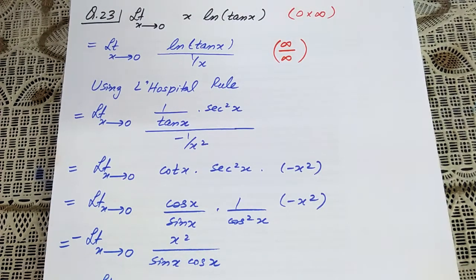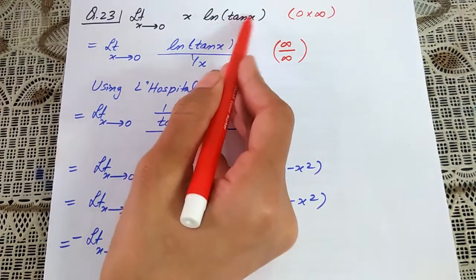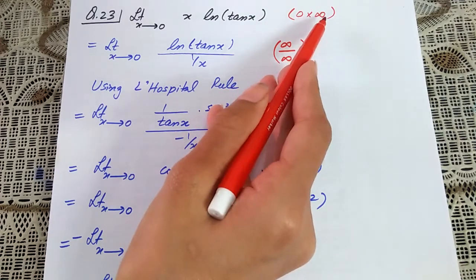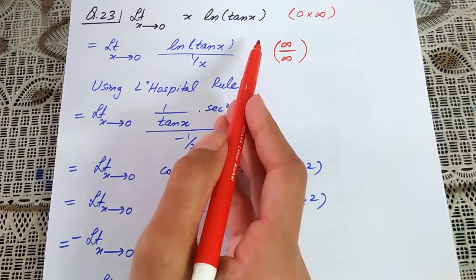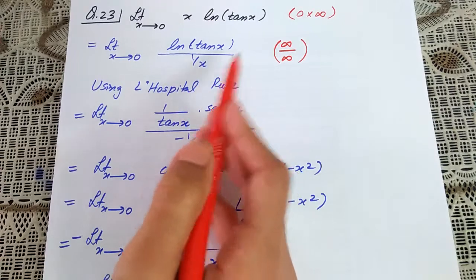Question number 23. Limit x approaches 0, x ln tangent x. Again we have the indeterminate form, that is 0 times infinity. Just change it into infinity by infinity or 0 by 0 form. Here we got infinity by infinity form, so we can use the L'Hopital rule.